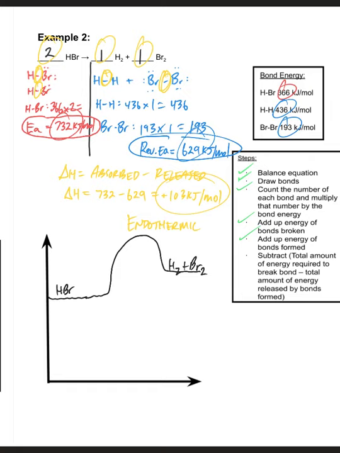Then I'm going to label my different numbers. This is the amount of energy that is absorbed, or your activation energy, which is 732 kilojoules per mole. This is the amount of energy that is released, or your reverse activation energy, which is 629 kilojoules per mole. And then the distance from your reactants to your products is your delta H, or the overall energy that is involved in this reaction, and it is a positive 103 kilojoules per mole. Once again, reaffirming that it is an endothermic process.